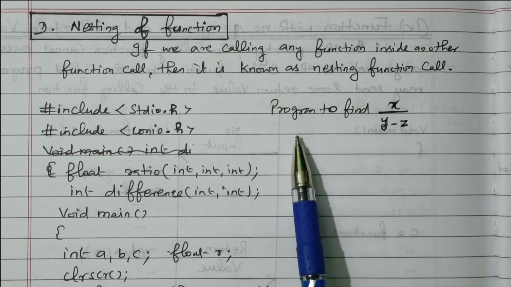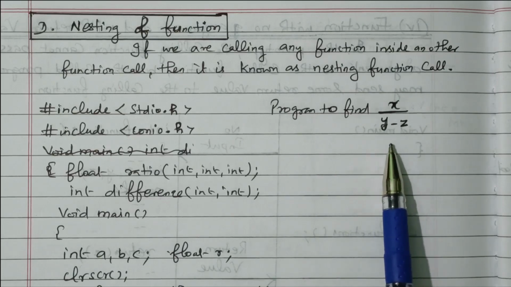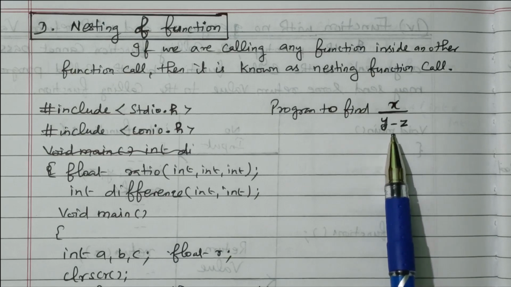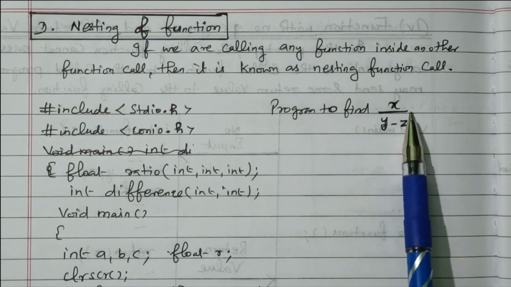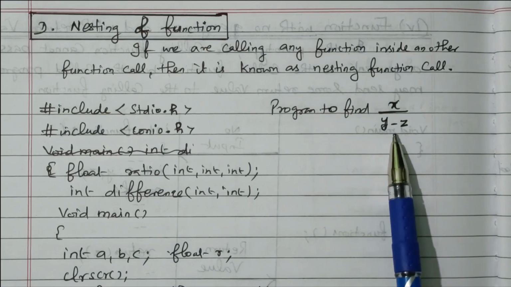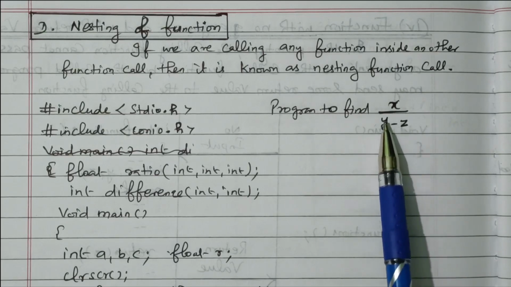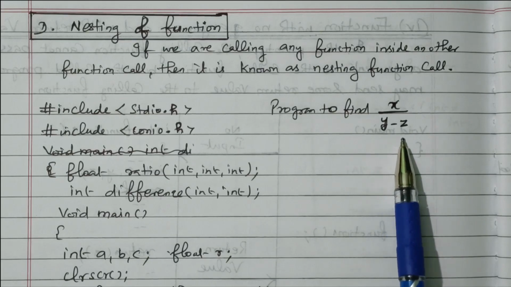Now we will see the example program to find the value of x divided by y minus z. So finding x divided by y minus z is the one function. Inside we are calling one more function, that is to find the value of y minus z, because if y minus z is 0, it becomes infinite. We cannot perform this expression. If y minus z is non-zero, then only we can perform the function. So one function will perform this expression x divided by y minus z.